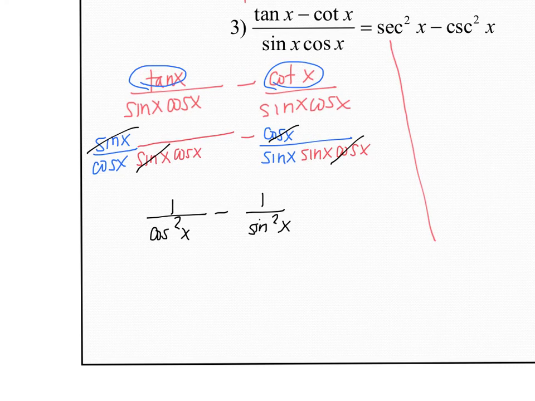And typically as we're going through the process, you want to look at the right-hand side and see if you're getting close. And I am getting close because my right-hand side has 2 squared terms being subtracted. I currently have 2 squared terms being subtracted, except they're in the bottom of the fraction. However, I can rewrite 1 over cosine squared as secant squared, and I have secant squared of x minus cosecant squared of x, and I have a match.